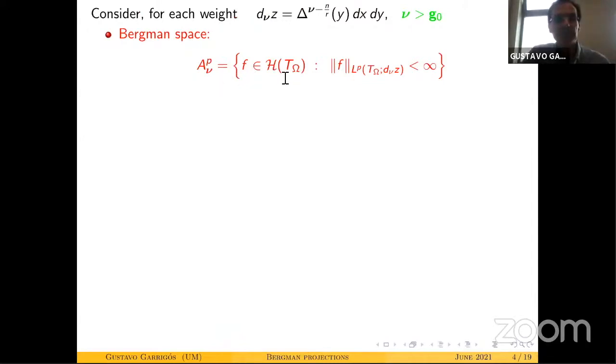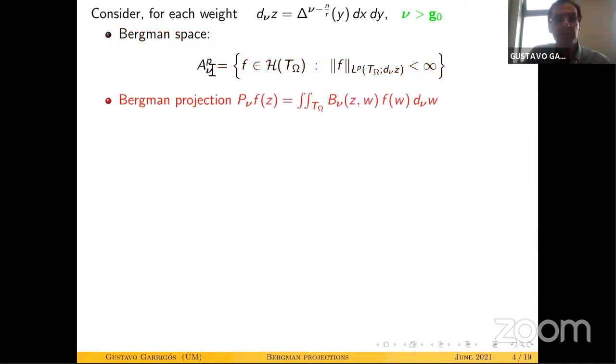So this is the set of holomorphic functions which belong to LP in the tube domain. I define the Bergman space with a weight. Okay, I'm moving on. So the weights that I'm going to consider are of course powers, the generalized powers that I defined before, right? So when nu is equal to n over r, which is the power of the invariant measure, you don't have any weight, you have the usual space. But in general, you can consider this more general family of weighted spaces, which actually also plays a role in this theory.